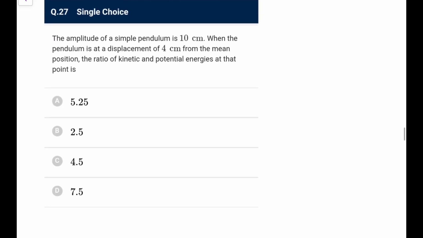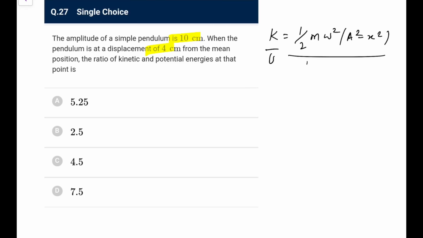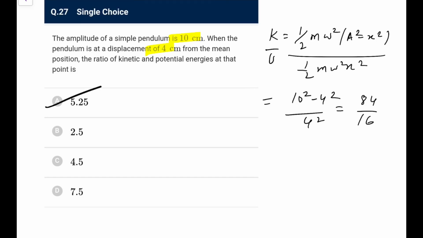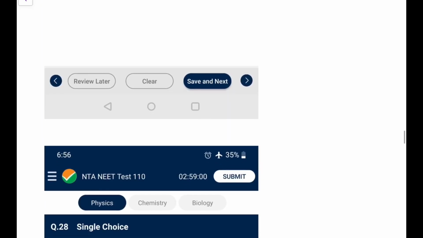Next one. Simple pendulum, amplitude 10 centimeter. When the pendulum is at a displacement from the mean, the ratio of the kinetic and potential energy is, so kinetic at any position is half m omega square a square minus x square. U you know is half m omega square x square. So take the ratio, 10 square minus 4 square upon 4 square, that is 100 minus 16, 84, 84 by 16, that is 5.25. Go for option A. I think this is also a repeated one from previous NTA tests.